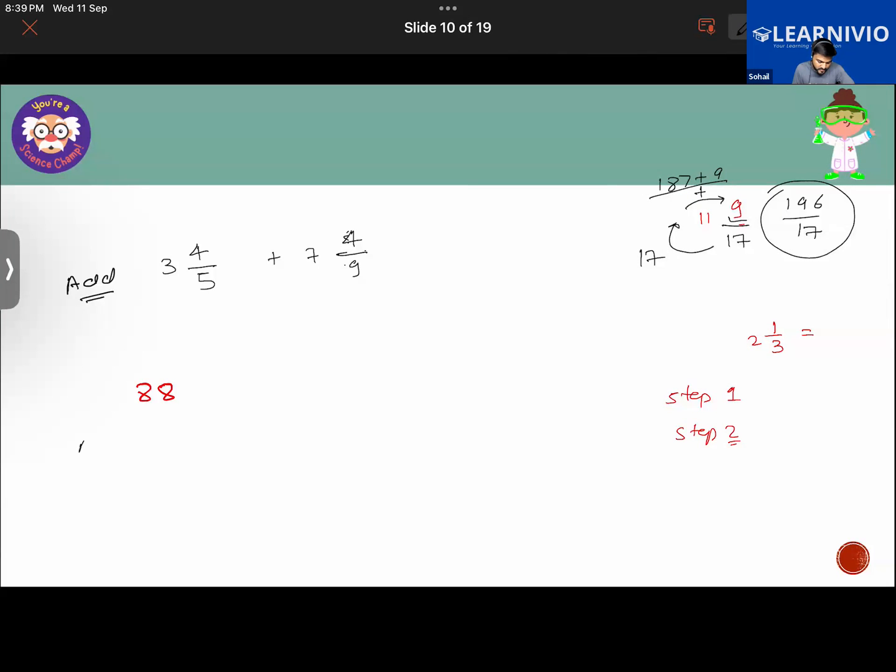Let Sumaya solve as well. I'm giving one more question to you. So you solve this one. 13 5 upon 22 plus 17 8 upon 19. Solve this one. After you, Sumaya will also be solving this.